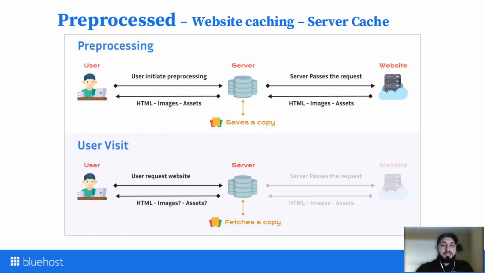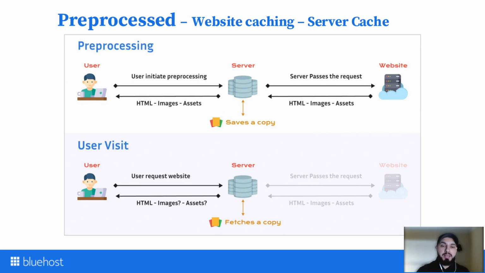The next part is pre-processing, also known as website caching and server caching. So we have the pre-processing step, and also the step where the user is visiting the website. The pre-processing doesn't have to be the user's first visit. Actually, it could be when you click publish on your website or save a blog post or edit a page. That can be the action that triggers the pre-processing.